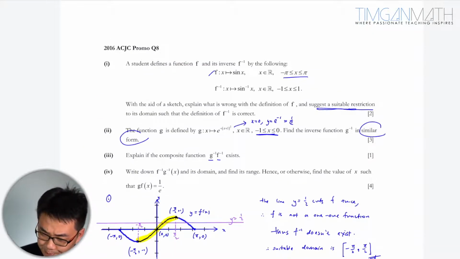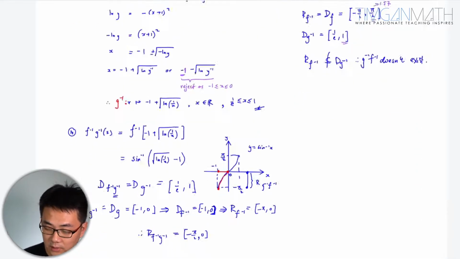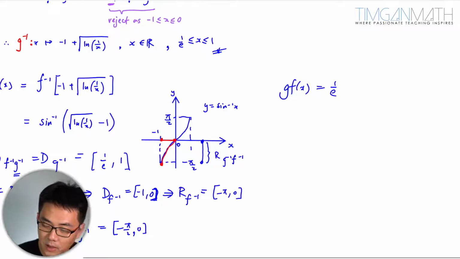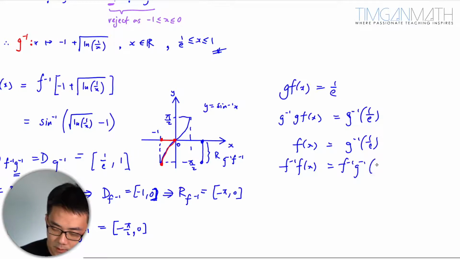Once done, hence or otherwise, find the value of x such that gf(x) equals 1 over e. So gf(x) equals 1 over e. This will just be g inverse both sides. Just remember, when you apply g inverse to both sides, you will nullify this g, so f(x) equals g inverse of 1 over e. Then f inverse both sides, so x equals f inverse g inverse of 1 over e.